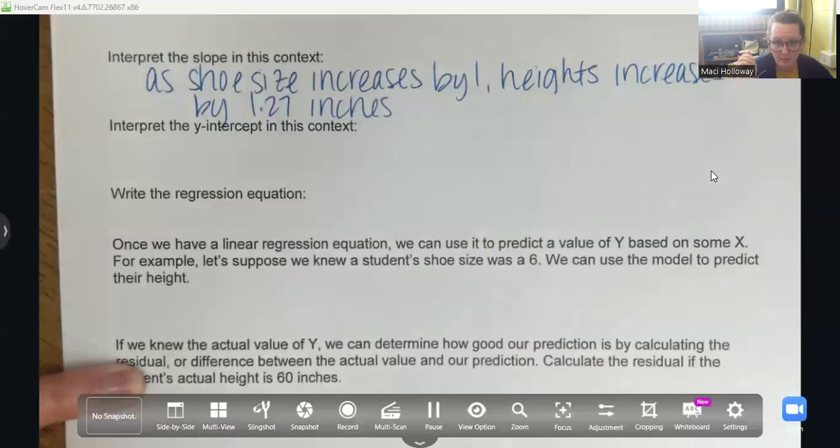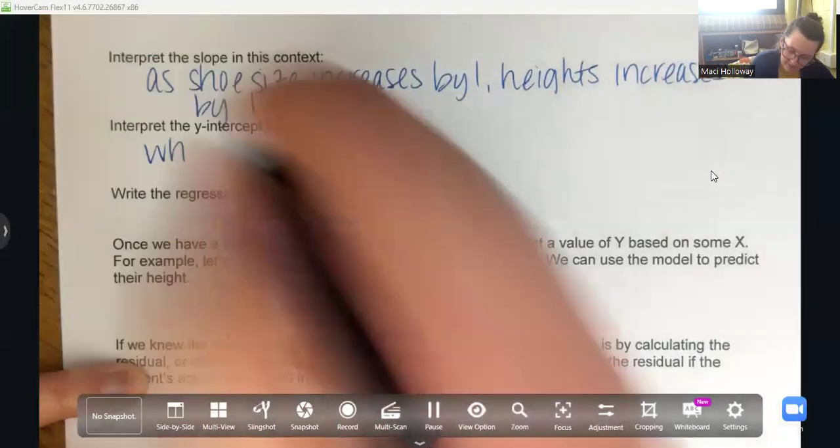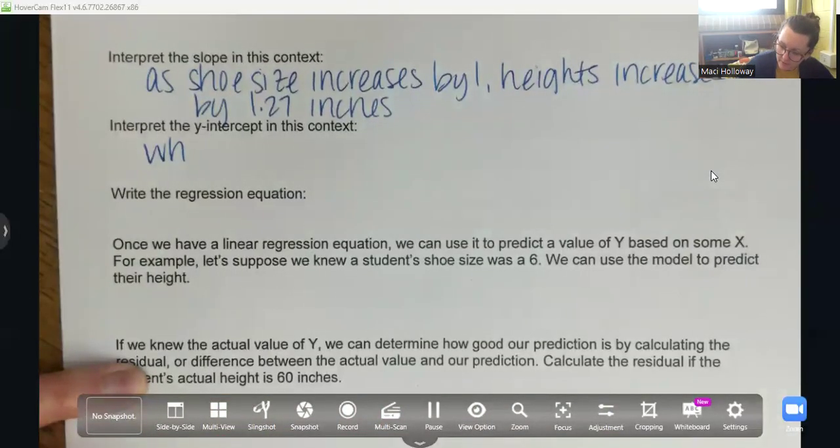So it's a positive slope. As your x value increases, your y value also increases. All right, let's do our y-intercept. The y-intercept is the value of y when x equals 0.